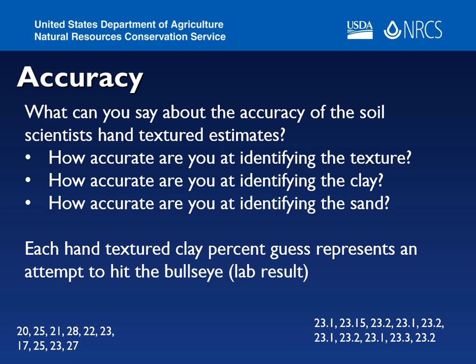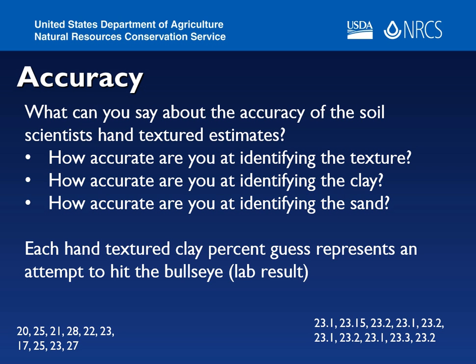And then if you look at the lab data on the right, you're seeing that they're all 23, and it's all plus or minus 0.1. Significant difference in the precision, the accuracy, and the uncertainty between the two sets of data.